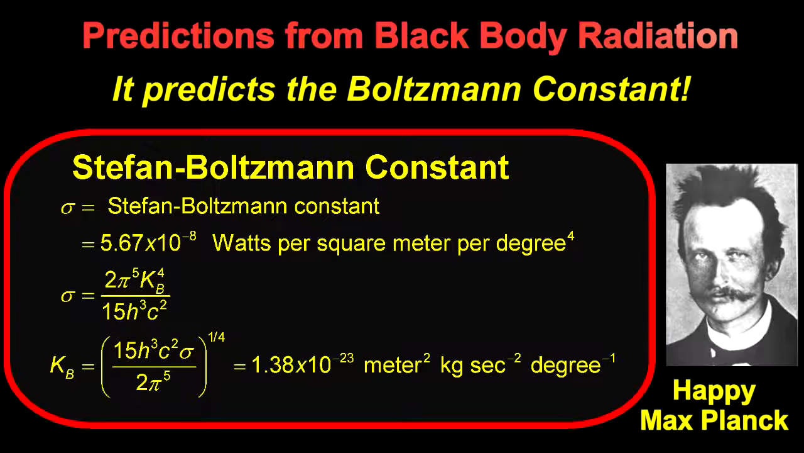Now he had a formula for the Stefan-Boltzmann constant. Since the Stefan-Boltzmann constant had been previously measured, Max Planck could solve for the value of the Boltzmann constant, which had not been measured, even by Dr. Boltzmann himself. He got that the Boltzmann constant was 1.38 times 10 to the minus 23rd in MKS units. Thus, in 1900, Planck's blackbody theory provided the best value for the Boltzmann constant, which is a key to many more predictions.